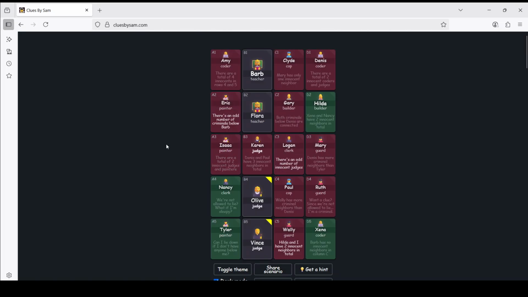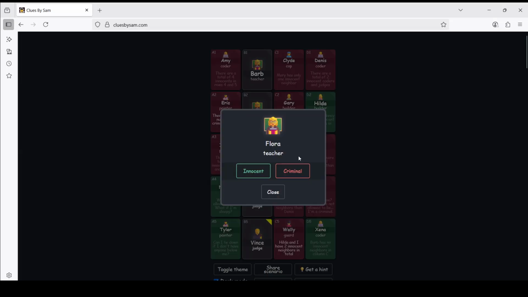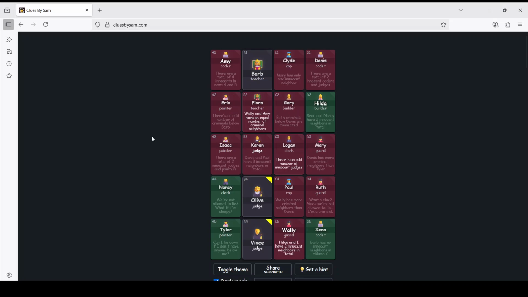Okay, this is interesting. There is an odd number of criminals below Barb. Right, so we've got Karen the criminal below Barb. So that's 1. We know either Olive or Vince is going to be a criminal, so that's 2. That means Flora has to be a criminal to bring it to 3, an odd number. And now Flora is telling us Wally and Amy have an equal number of criminal neighbors.